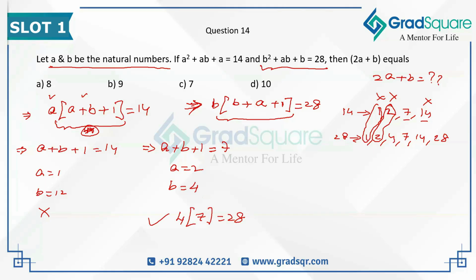So now I have my values of a and b. a is 2 and b is 4. There is no other value possible. What have they asked me? 2a plus b. So 2 times 2 plus b, which is 4. So that is what they are asking us to calculate. That value turns out to be 8. Option A is the correct answer.